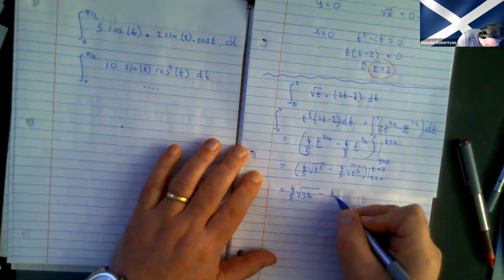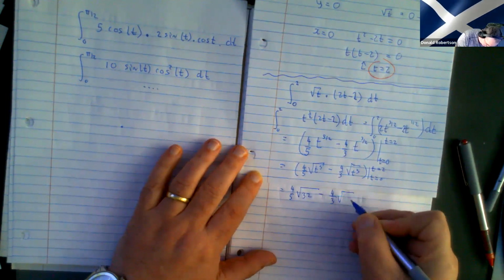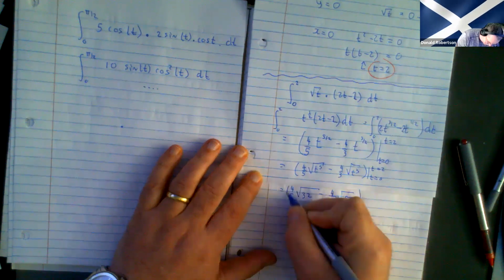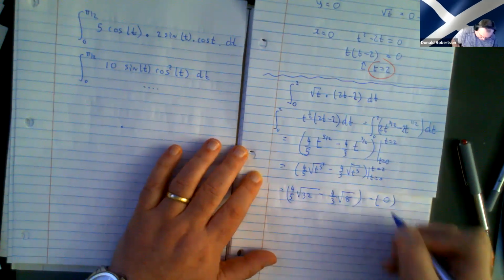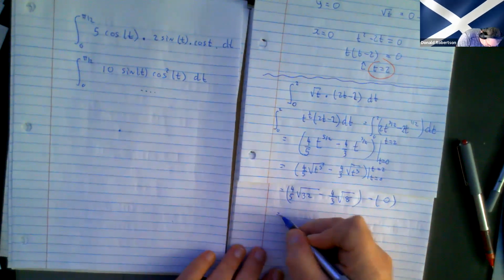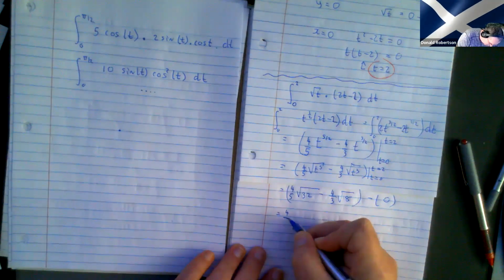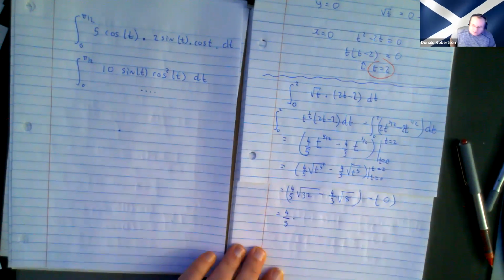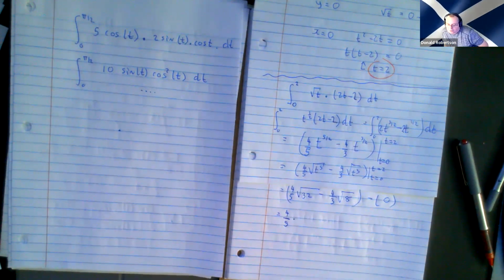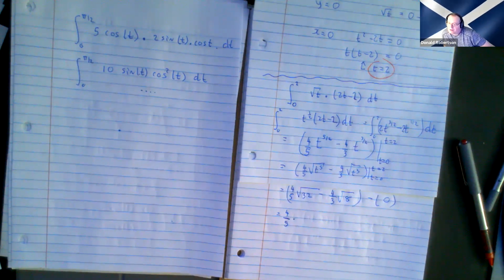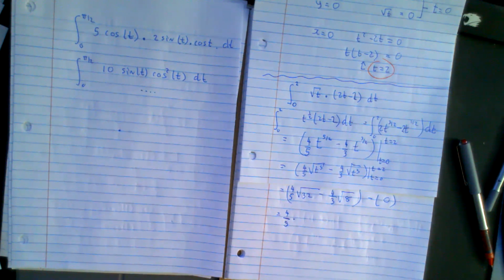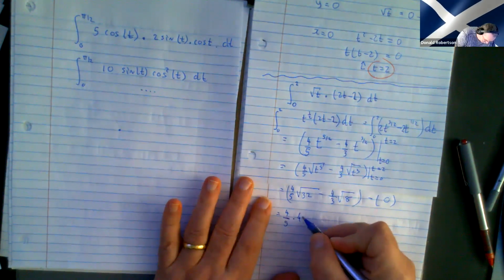Take away 4/3 the square root of 8. Minus a whole load of nothings. So now we're going to introduce you to some algebra. The square root of 32 can be simplified. What will the square root of 32 be simplified into? 16 and 2. Okay, which gets you 4√2.